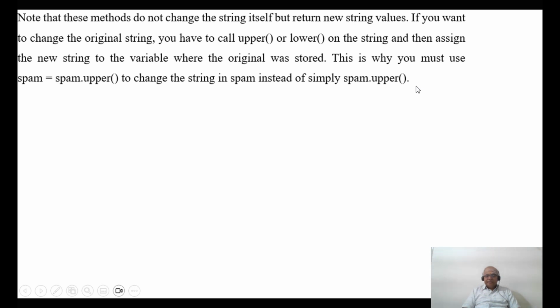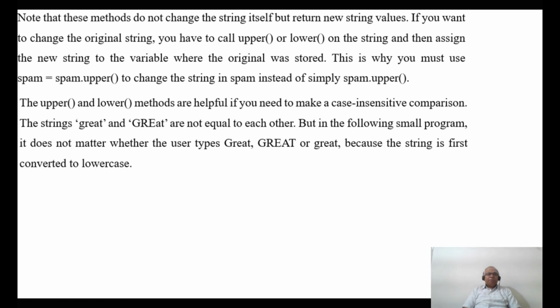That's what it means. Now, the upper and lower methods are helpful if you need to make a case insensitive comparison. The strings great with a capital G and great with a small g are not equal to each other. But in the following program, it does not matter whether the user types Great or GREAT, because the string is first converted into lowercase.